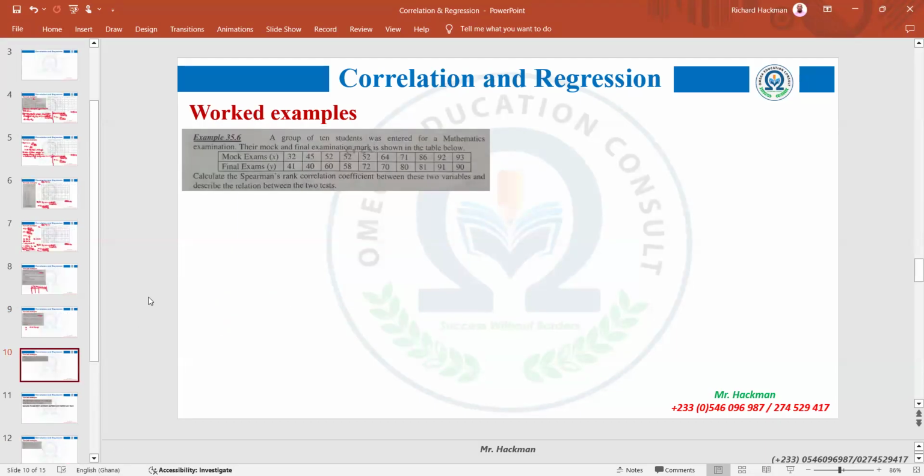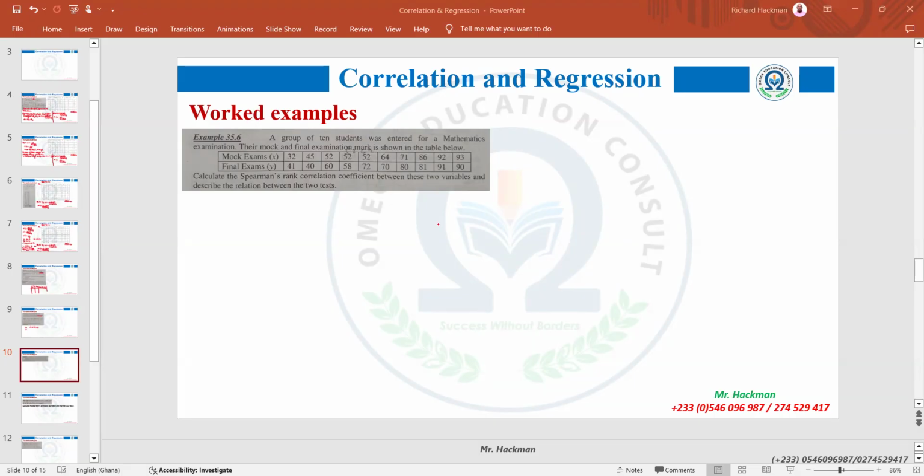Now let's look at this question carefully. This is what I'm going to do. This time around, I think I'm going to use my tool. So let's see what we have here, the information that we have there. X and Y, are they already ranked? They are not ranked, so we are going to rank.